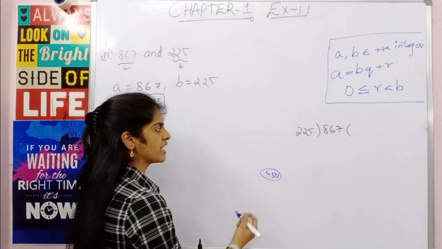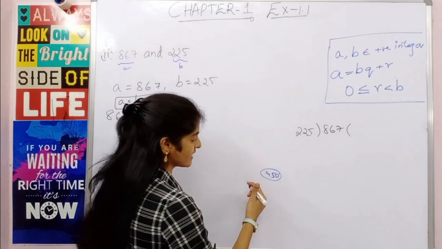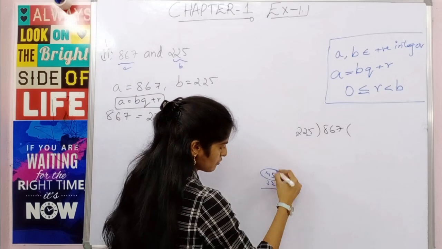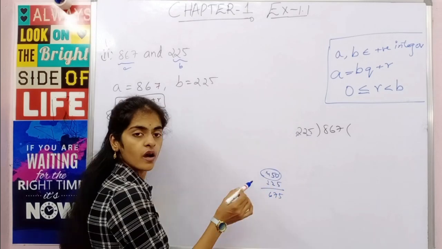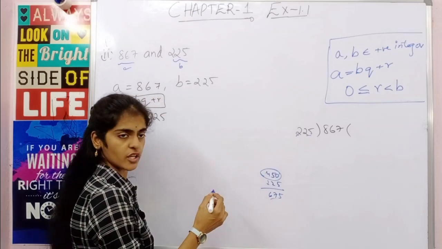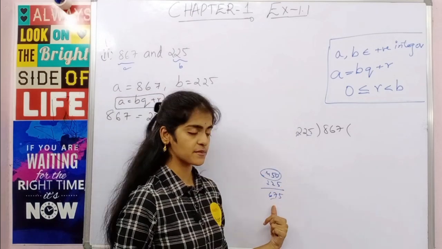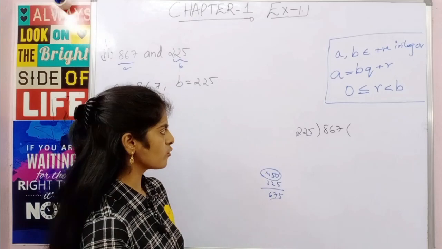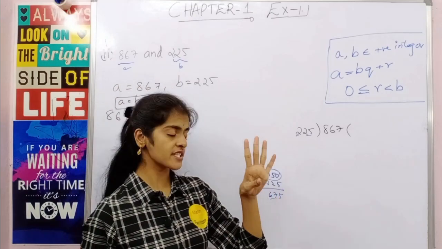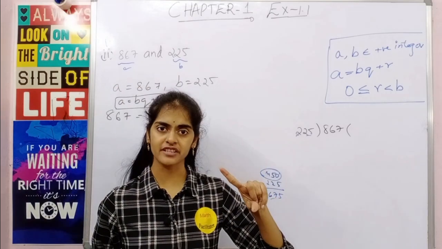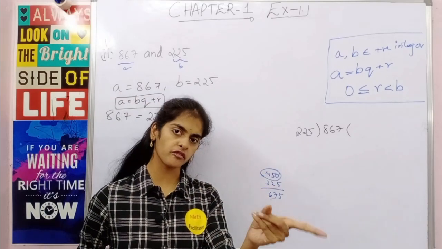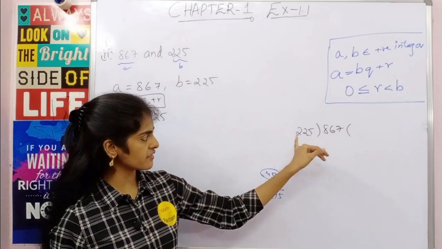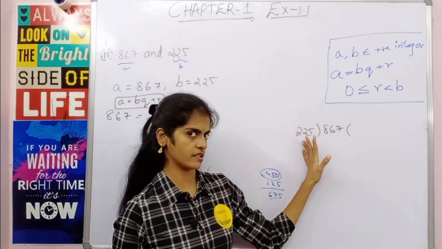Now if I want 225 multiplied 3 times, it is nothing but 450 plus 225, so it is 675. So this is 3 times. 225 multiplied 3 times is 675. Now if you want to multiply 225 4 times, it will be 450 plus 450, right? 2 times is 450, so for 4 times it will be 450 plus 450. So 225 into 4 will be 900, right?